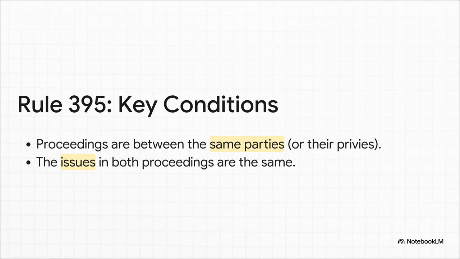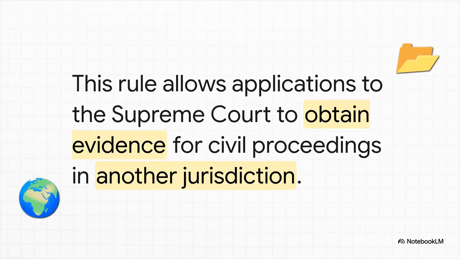The court is almost always going to insist that the old case involved the same parties and that the issues being discussed were basically the same. You can't just go fishing for evidence from some random case with different people. And just as a quick side note to round this out, there's also Rule 395A, which is kind of the flip side. It's the mechanism you use to ask the Queensland court to help you get evidence for a civil case that's happening somewhere else, in another jurisdiction.